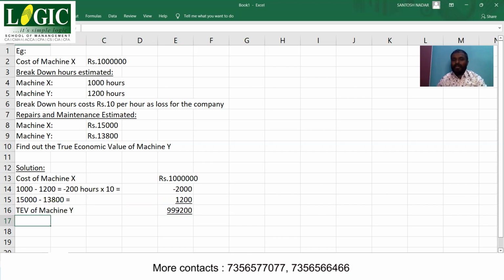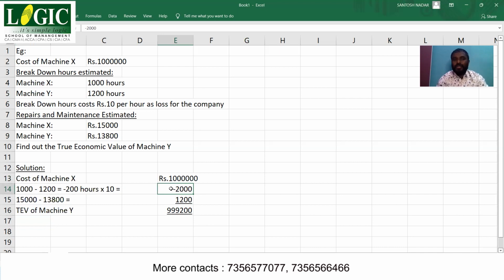So I'm going to set my price at 9,99,200. Okay, so I'm trying to find out what are the extra costs the customer has to incur because he is purchasing my product. So I will deduct that much from my cost. I will allow him a discount to that extent.